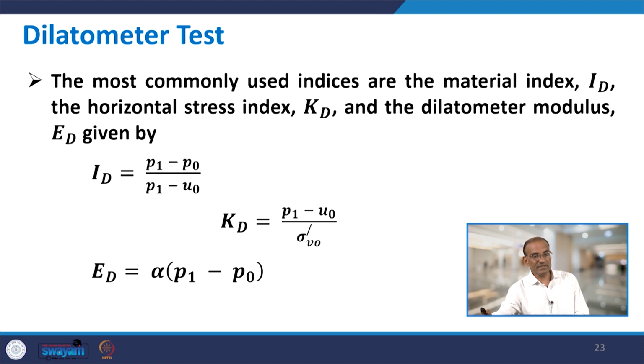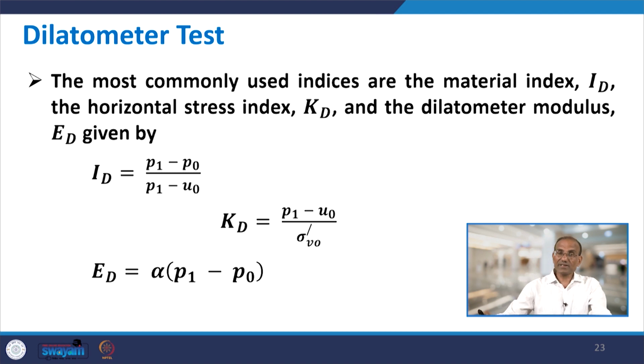These indices are given here. The most commonly used indices are the material index, which is called ID, the horizontal stress index, which is called KD, and the dilatometer modulus ED. And in the first case you have P1, P naught and U naught, three are involved.